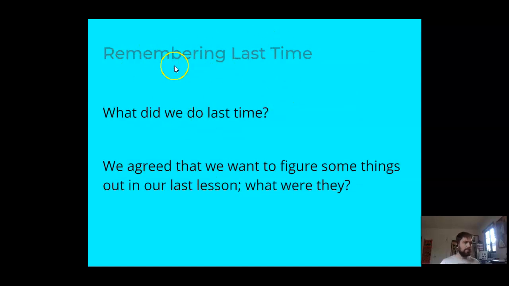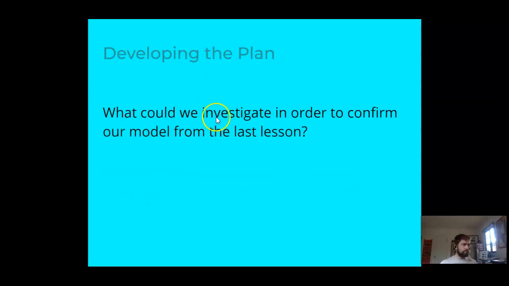Now I want you to go ahead and fill in what we did last time. We agreed on some things in our last lesson. So what do you think we still need to figure out? What are we still thinking about today? Now we're developing the plan. What could we investigate in order to confirm our model from the last lesson?